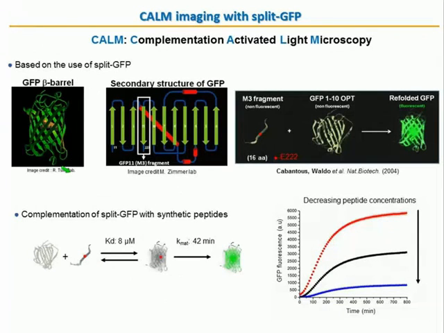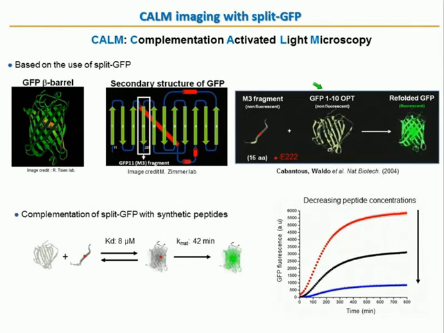So I'm going to start by telling you a bit about CALM, this technique called complementation activated light microscopy. This is a technique which is based on the use of a split GFP. A split GFP is basically a traditional GFP which has been split in two parts. The split GFP that we are using has its terminal 11th beta sheet fragment removed, and by removing this fragment you end up with a large fragment, the large fragment of the split GFP right here, which is non-fluorescent.